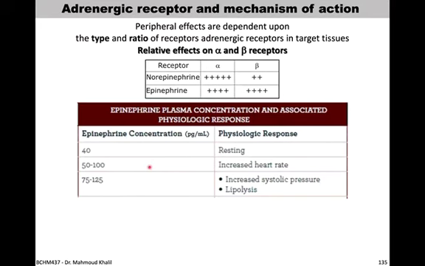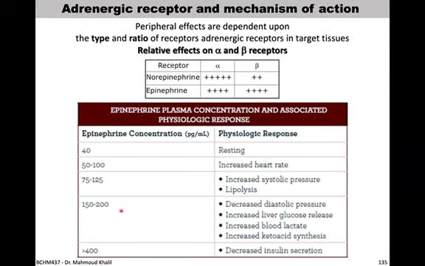So here, let's take an example of how the epinephrine plasma concentration is associated with its physiological response. They measured the concentration of epinephrine in picogram per ml, and found how the concentration is relevant to the physiological response. Normally if you are sleeping and in resting condition, you will have epinephrine or adrenaline in a concentration of 40 picogram per ml, while when it reaches 50 to 100, this will increase the heart rate a little bit. Upon reaching a maximum of 125, this will increase the systolic pressure as well as increase lipolysis.